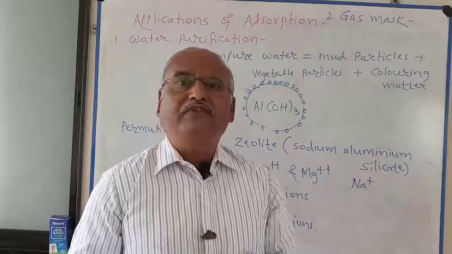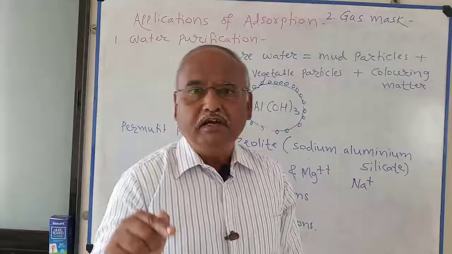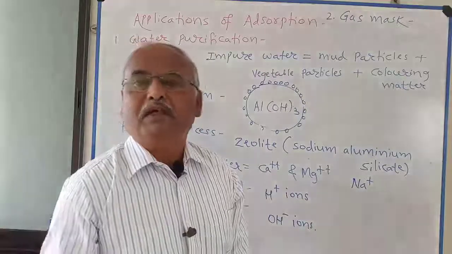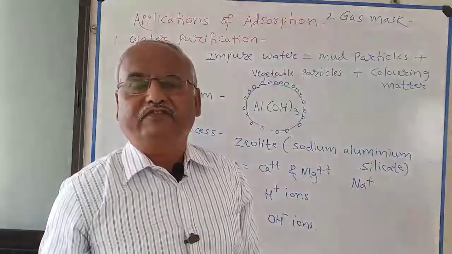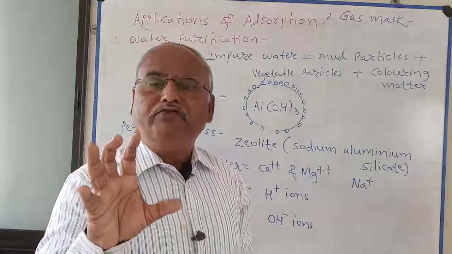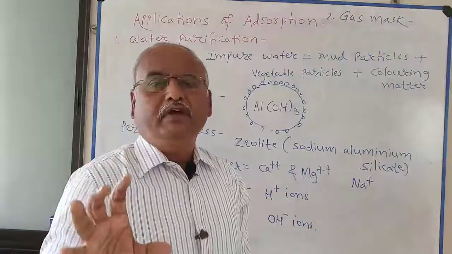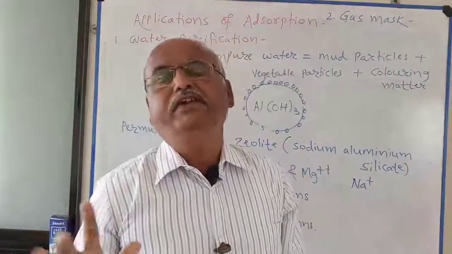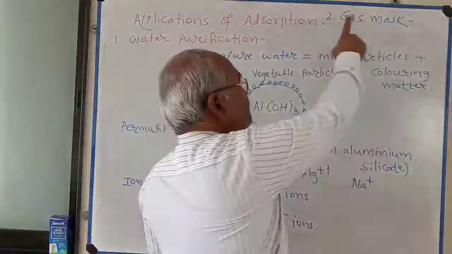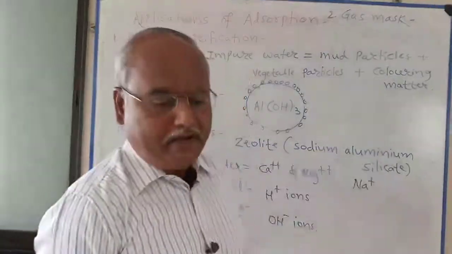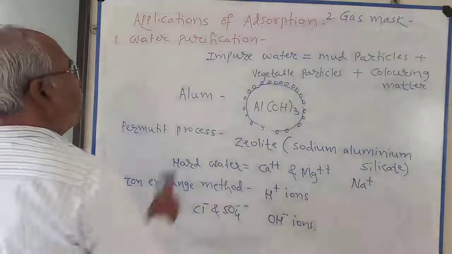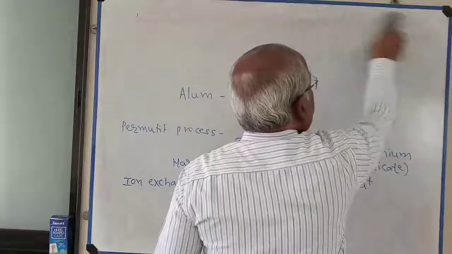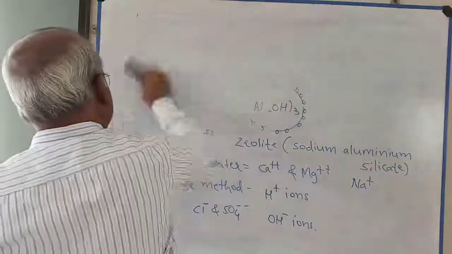This gas mask is used for breathing in coal mines. कोळशाच्या खाणीमध्ये gas mask वापरतात. The poisonous gases are adsorbed on charcoal while inhaling. So gas masks are used in coal mines. This is the second application of adsorption. Now I am going to explain the third application of adsorption.